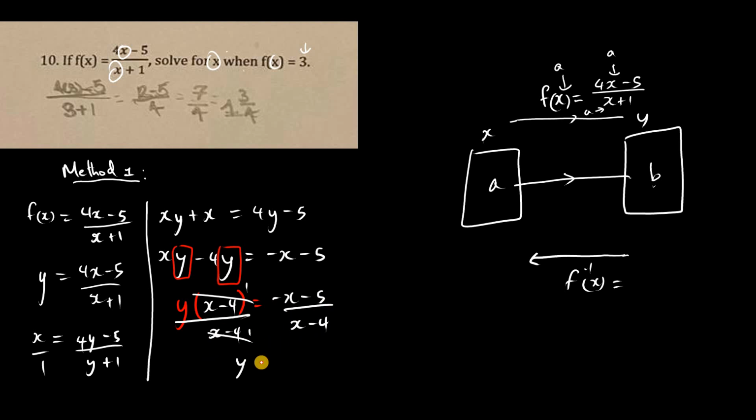And so we have y equals negative (x minus 5) over (x minus 4). Then we find the inverse. Well, this is actually the inverse. So this y defines f of x, while this y defines the inverse of f of x. So what we can do is just write it here on this side.